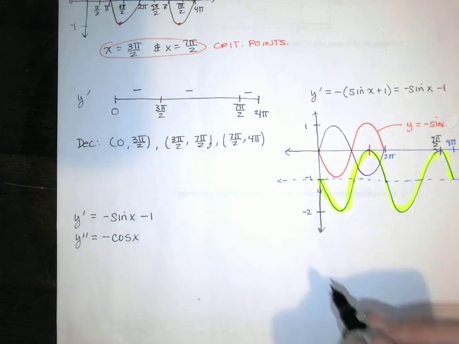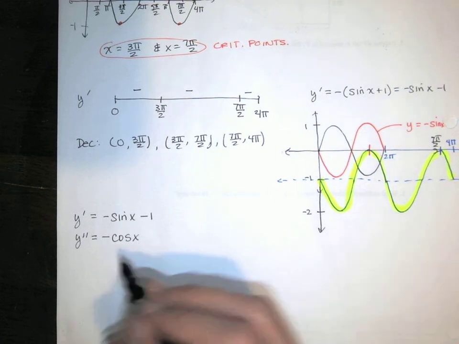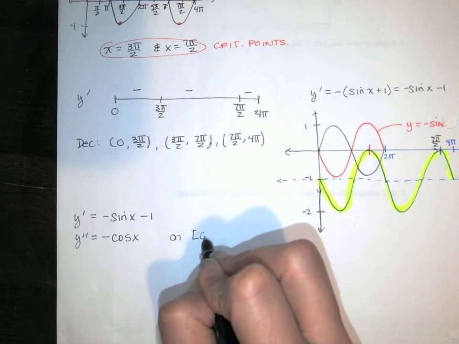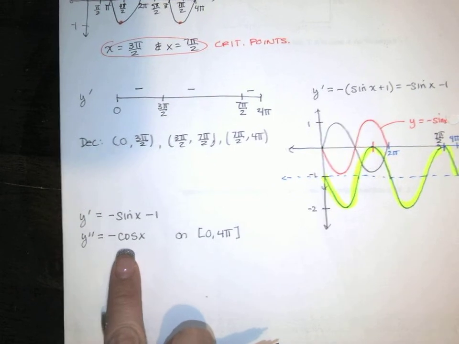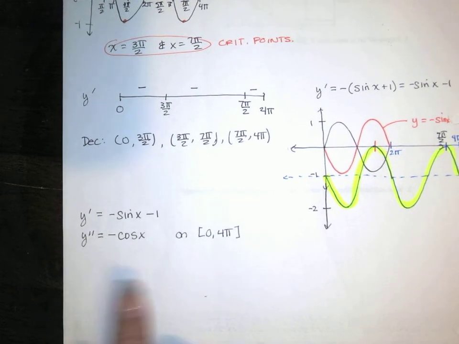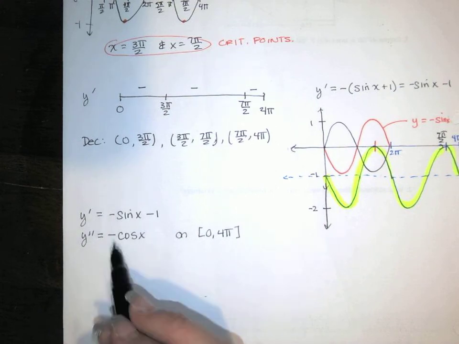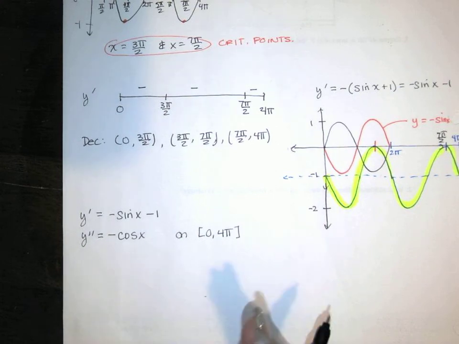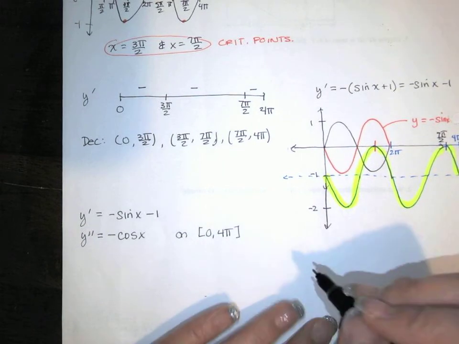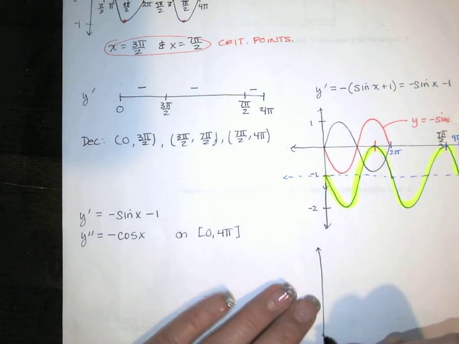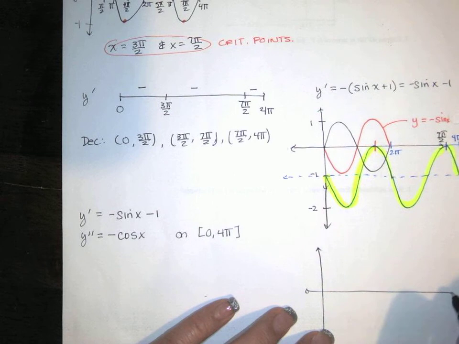Now we're on the same interval. We're on the interval from 0 to 4 pi. The question is, where is this graph concave upward and where is it concave downward? Or initially, where is the second derivative 0? The second derivative is well defined for all x, but there's a chance it could be 0. Well, it's 0 whenever cosine is 0. So let's look at the cosine graph on the interval from 0 to 4 pi.